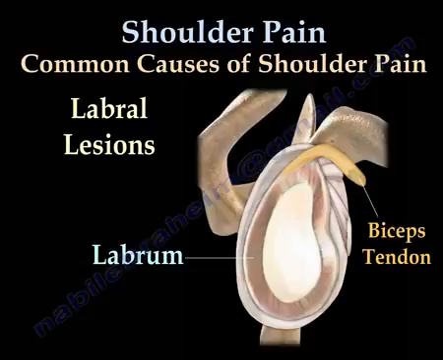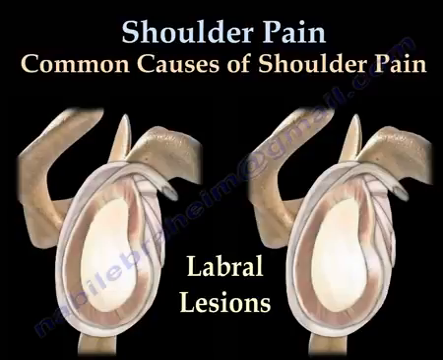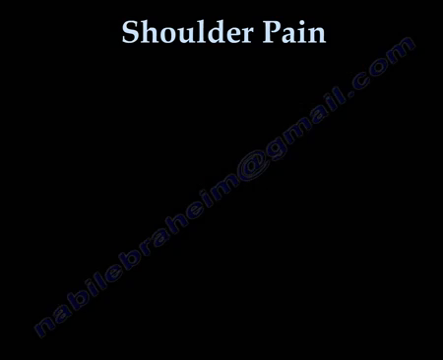Tears of the labrum are often associated with significant shoulder pathology. Two of the most common types of labral injuries are the slap tear and the Bankart lesion. The slap tear occurs at the point where the tendon of the biceps muscle inserts on the labrum. And finally, the Bankart lesion occurs when an individual sustains a shoulder dislocation, which ultimately tears the labrum.